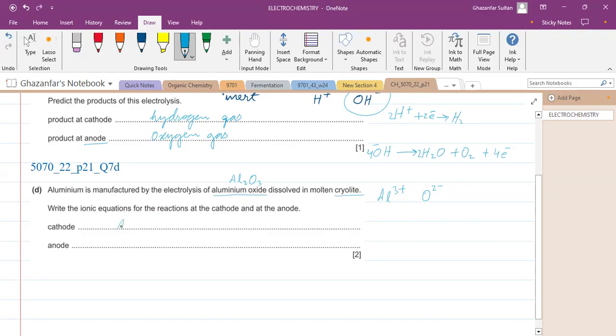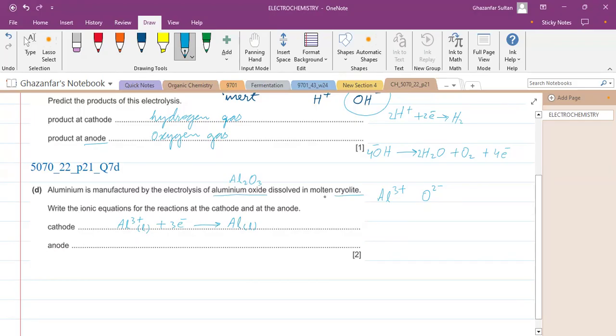So at the cathode, aluminum ions get reduced to produce aluminum in molten state. So the aluminum that is formed here is in molten state. If you want to write the state symbols, although they are not required here, you can write them like this. And the half equation at the anode.